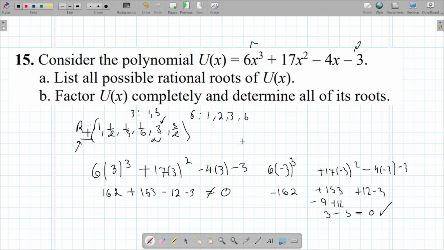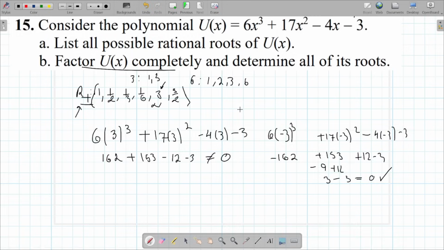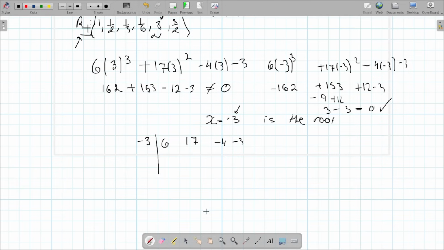But did they just say find the root? No, they said factor it completely. What do we do after we found the root? If I know now that x equals minus 3 is a root, how do I continue factoring? To factor now, you just divide by your root, minus 3. Let's continue. Minus 3, 6x cubed, 17, minus 4, minus 3. Let's solve it.